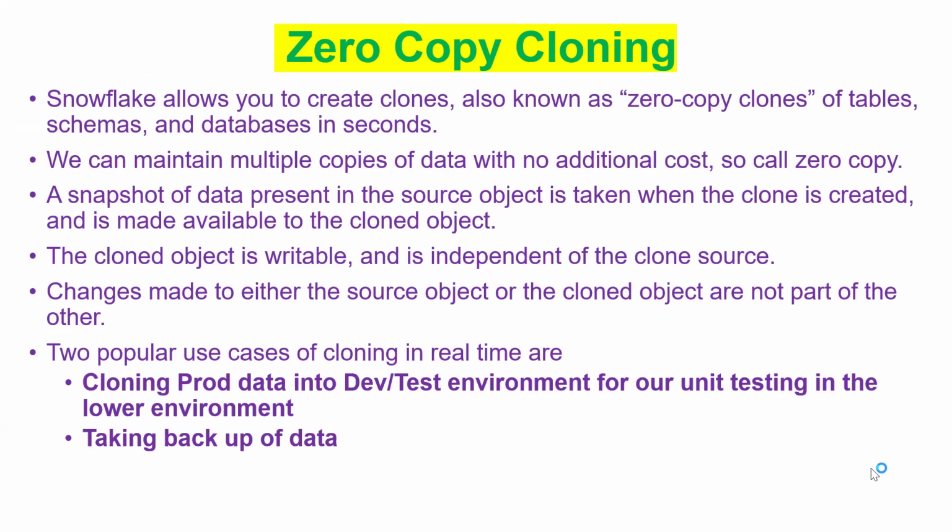The cloned object, whether a database, a schema or a table, can be modified independently of the source table, database or schema you used. For example, if I change any data in the cloned table, the source table will not be impacted. And after you clone from a source table, if you change anything in the source table, it will also not be reflected in the cloned table. Both are independent.